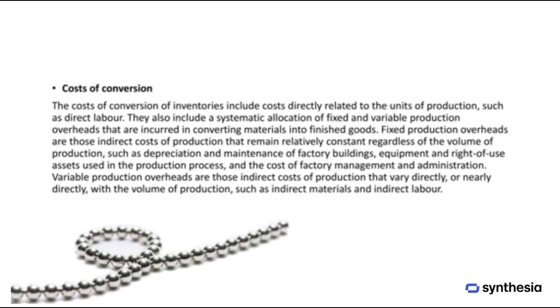The costs of converting inventories include all expenses directly linked to producing the goods, such as the wages of workers involved in the production process. They also cover a fair share of both fixed and variable production overheads. Fixed overheads are indirect costs that stay mostly the same no matter how much is produced, like depreciation, maintenance of factory buildings and equipment, and the salaries of factory management. Variable overheads, on the other hand, change in direct proportion to production volume, including costs like indirect materials and labor. Together, these costs reflect the total effort involved in turning raw materials into finished products.